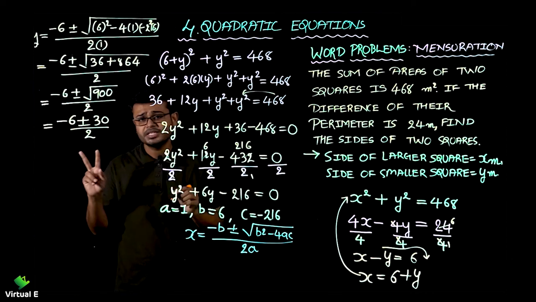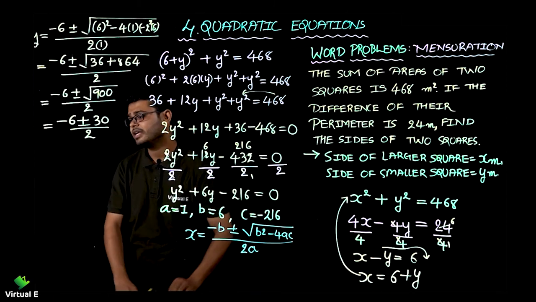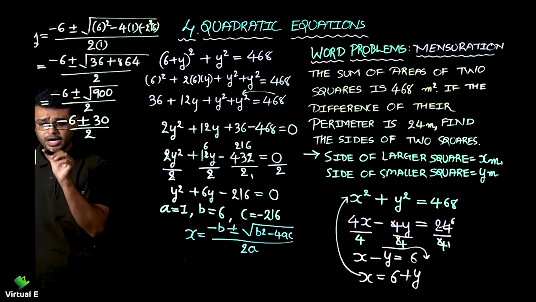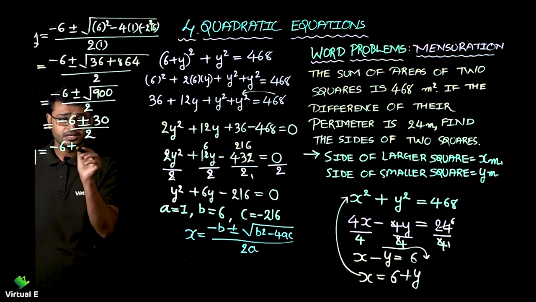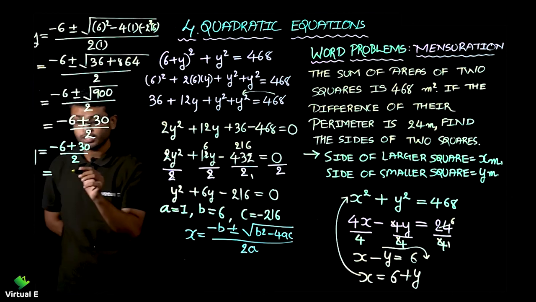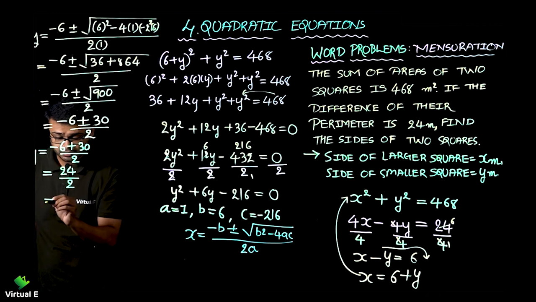Now there will be two cases, either plus or either minus. So let's get two values. First I will be taking positive. So y is equal to minus 6 plus 30 over 2. So minus 6 plus 30, that will give you what? 24 and denominator 2. So here 12 is my answer.